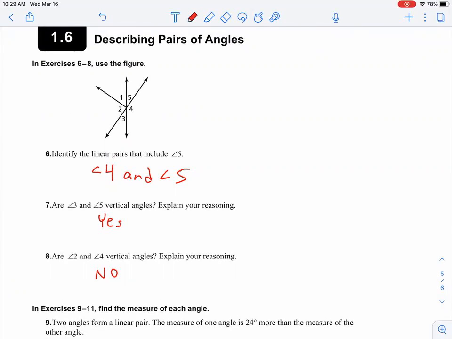Okay, so just wrapping up, we had linear pair, make up a straight line. We had complementary, adds up to 90. Supplementary adds up to 180. Vertical angles were across from each other. So we just had some other kind of vocabulary type stuff.